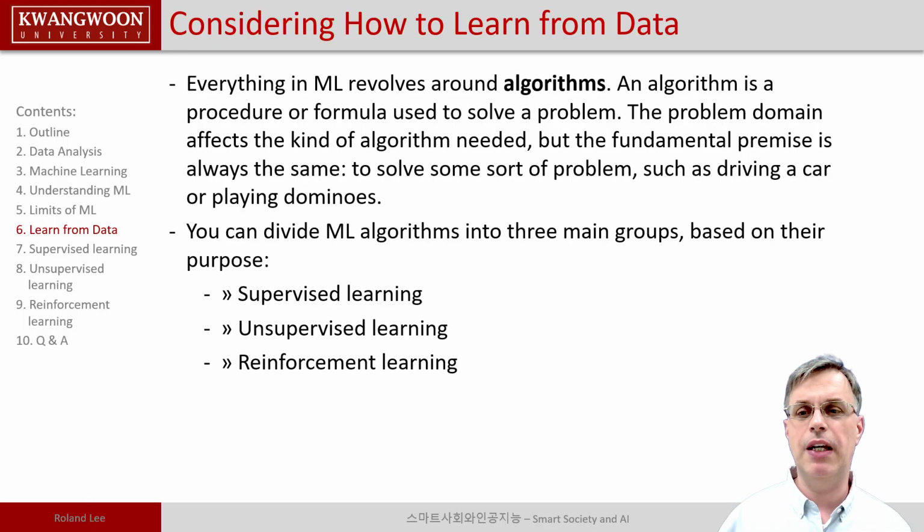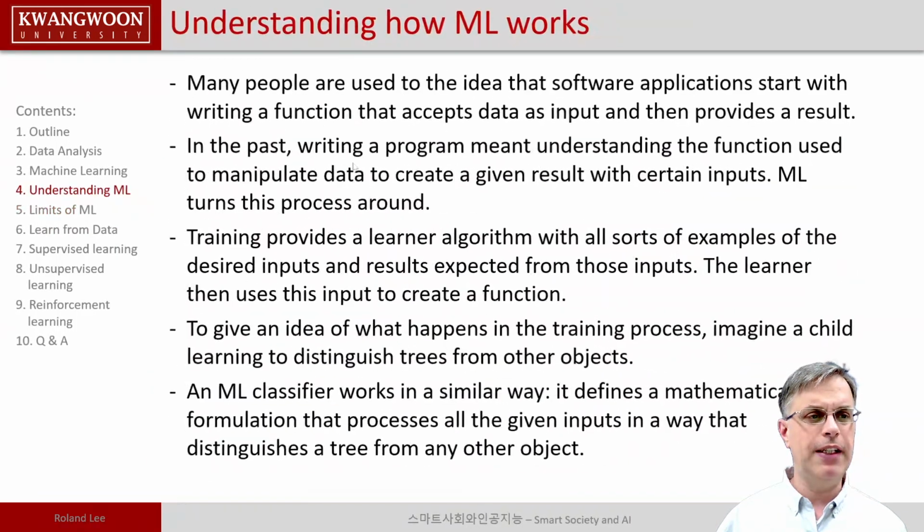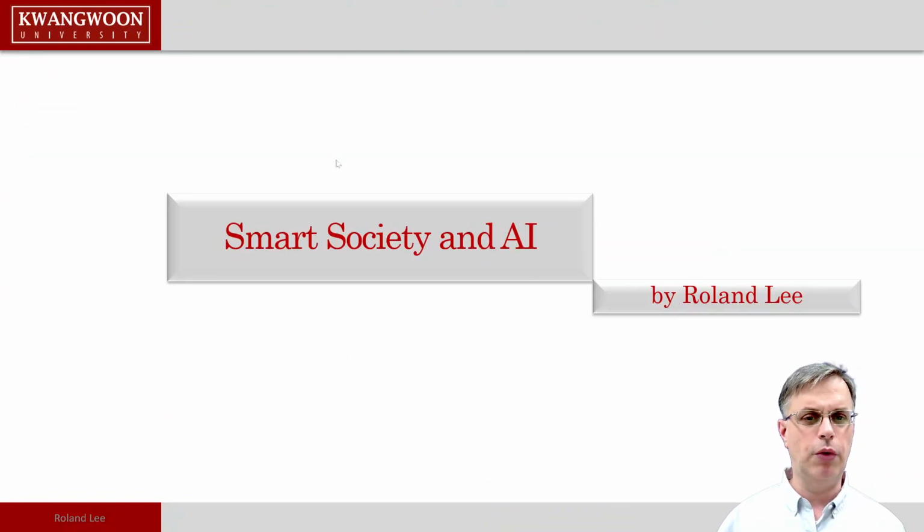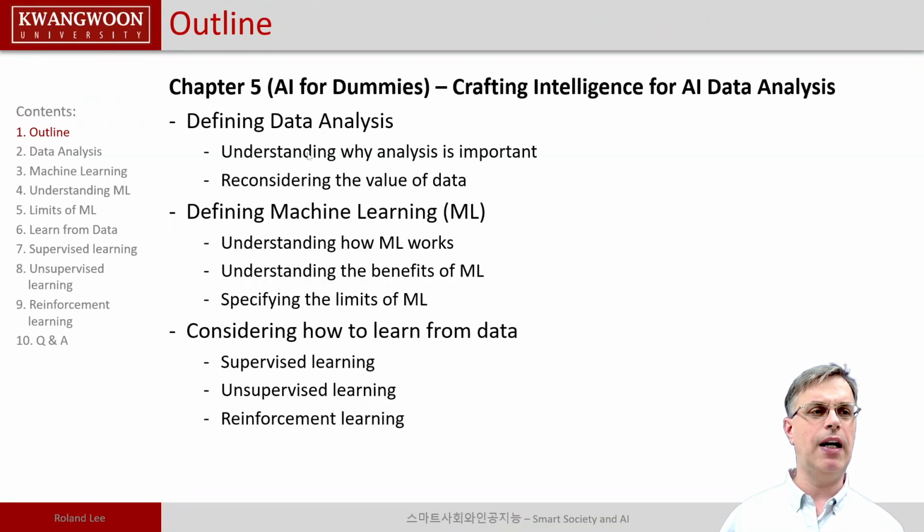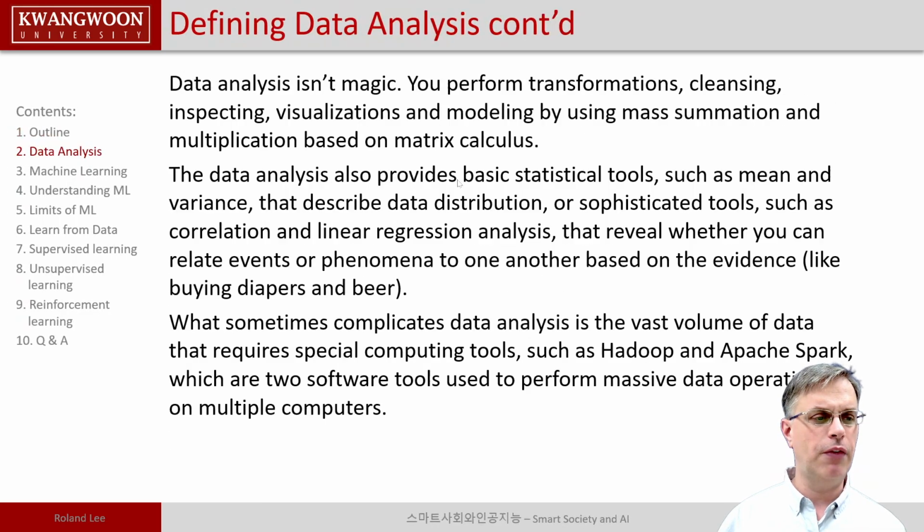Now let's move on and consider how to learn from data. As for now, I believe that here I stop and continue with this topic later on. So what we have learned, let's see that quickly. Let's take a short summary here. So defining data, understanding why analysis is important, and reconsidering the value. We also differentiated between why data analysis is important and how machine learning differs from that as well.